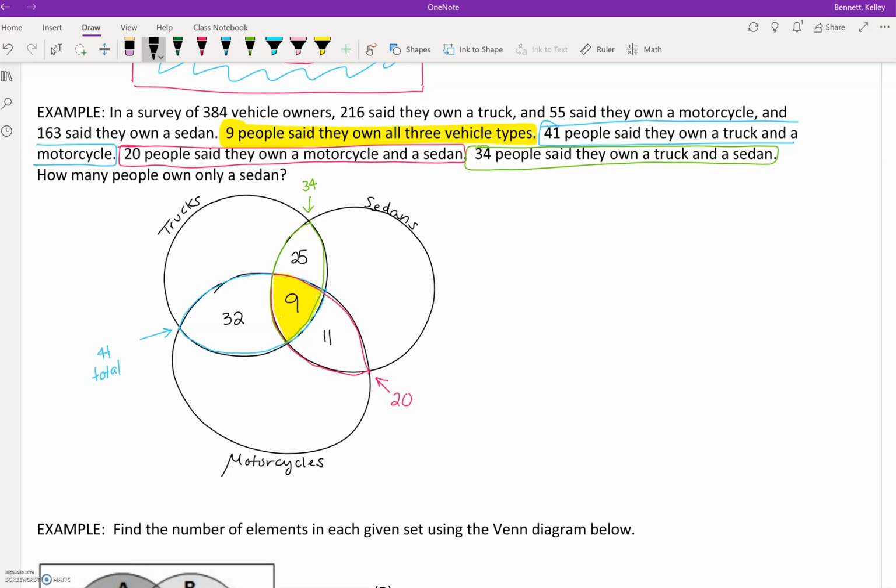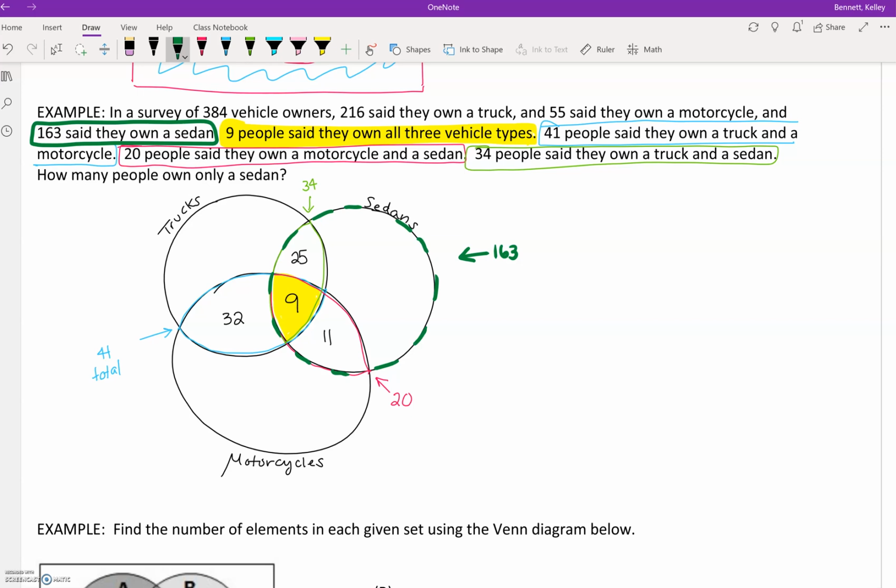What do we really want to know? How many people own only a sedan? So I'm just going to focus on the sedan. This information appears superfluous. I don't care about how many own just a truck, nor just a motorcycle. I do care about how many people own just a sedan. So this whole section here needs to be 163. Well, guess what? We already have 25, 9, and 11 accounted for.